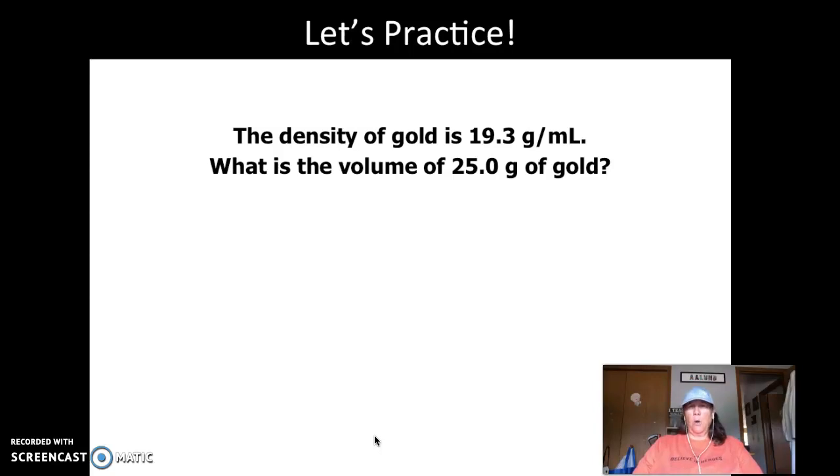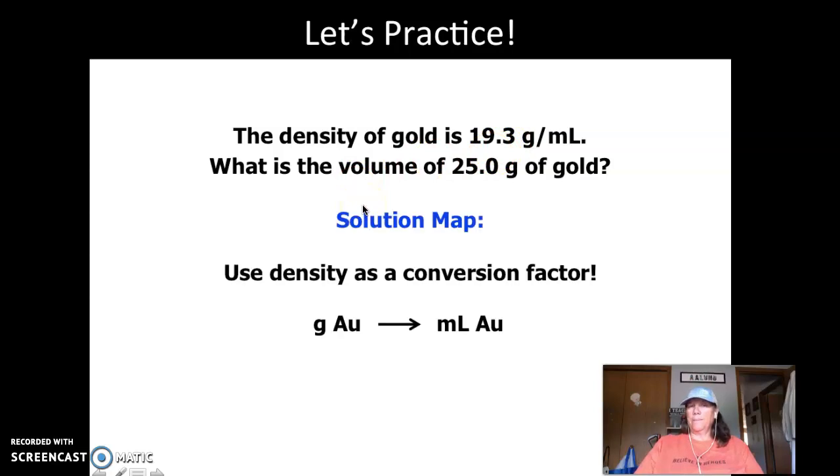Okay, the density of gold is 19.3. What's the volume of 25 grams? So now you can just manipulate the formula. Mass divided by volume equals density. Well, if I know the density and I know the mass, I'm just switching them around. So the mass is still in the same place, but now I'm going to switch volume and density. So I'm going to take 25 divided by 19.3, and that'll give me the volume.